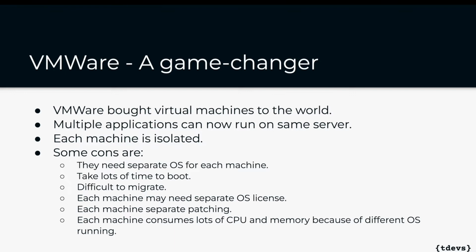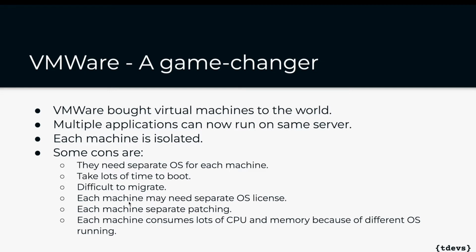And then, since we are having an entire OS up and running in a single virtual machine, each OS might require a separate license. So for example, if a company is using Red Hat based systems, they might need a separate OS and a separate license for that.